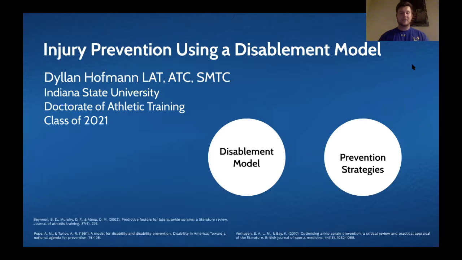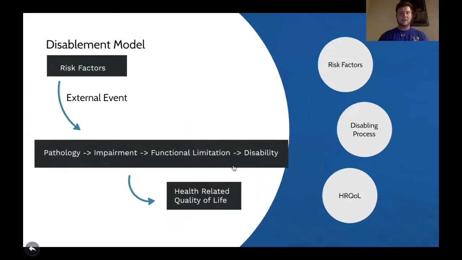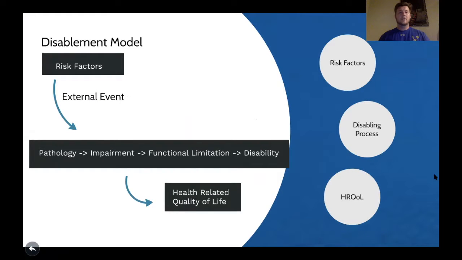When I'm talking about a disablement model, what I'm talking about is this here. And you can see how it's basically set up is we have risk factors that are triggered by some kind of external event, such as stepping wrong, getting hit, one of those things, that causes the disabling process to start to go into place, where you have a pathology leading to an impairment, leading to a functional limitation, leading to a disability, and then how that's going to affect a patient's health-related quality of life.